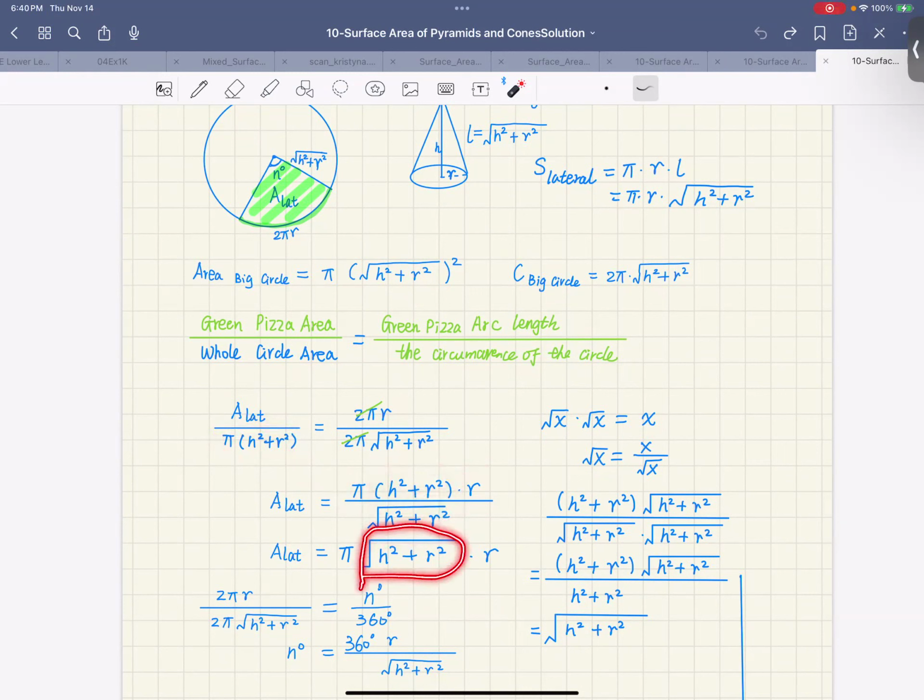I know this looks dangerous, overwhelming, but actually no. This two thing can be easily canceled. So this is the lateral surface area. The lateral surface area is called pi times r times L. If you remember this way is too much for you, just remember pi times this base circle radius times the slant height. That's it. That's how you calculate the lateral surface. Okay?